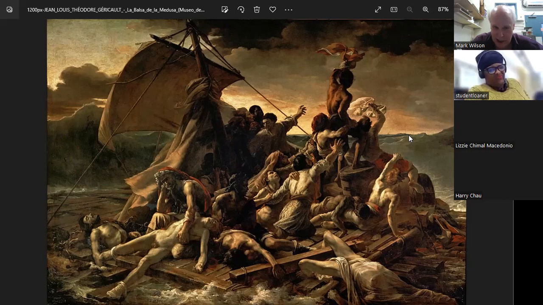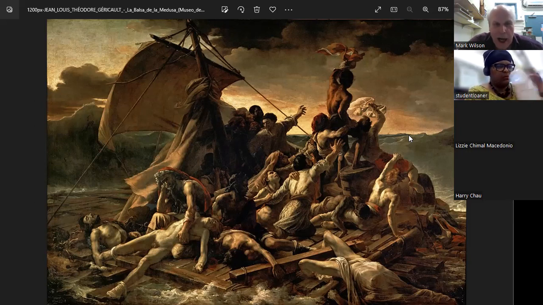The colors, like I said, are a bit exaggerated, but nonetheless, they're a mixture of warm and cool, warm on all the skin tones. And the raft, the boards on the raft, and even the sail is somewhat warm, but the sea around them is cool, and many of the clothing of the survivors, the white clothing, those are all cool.